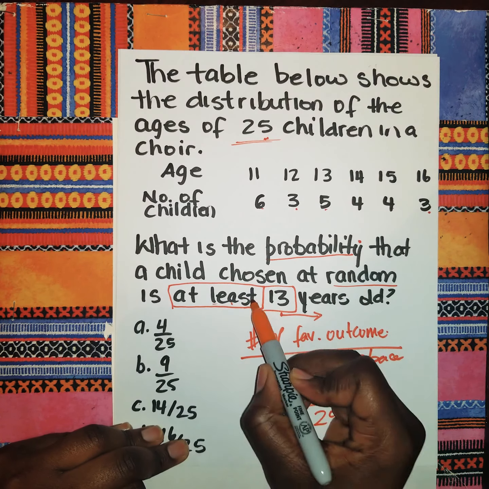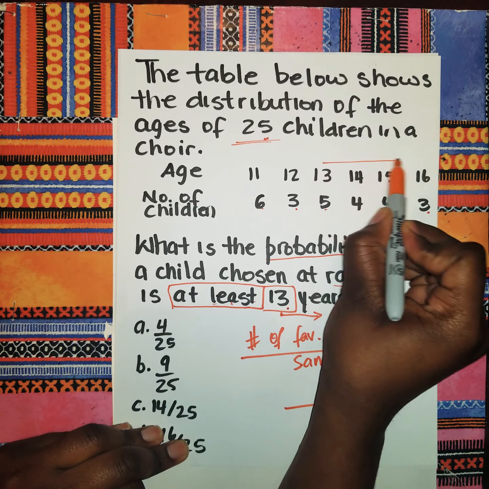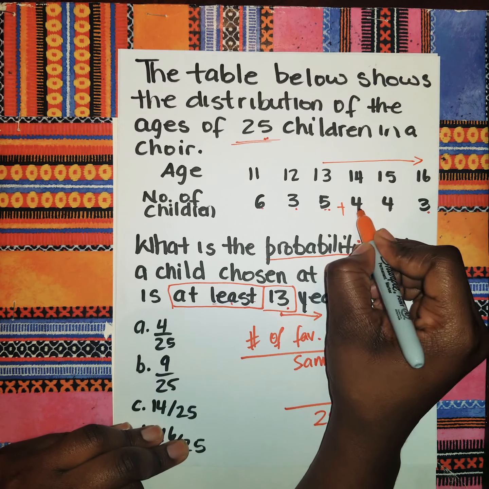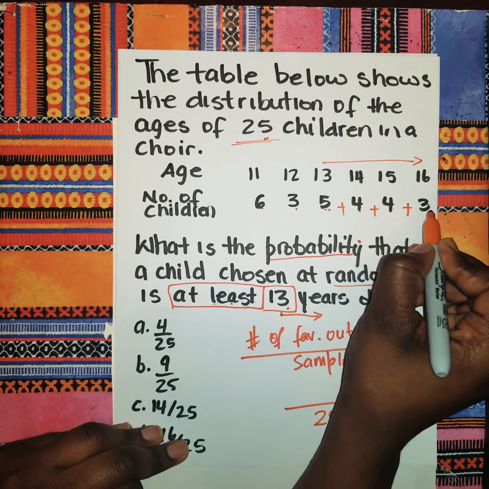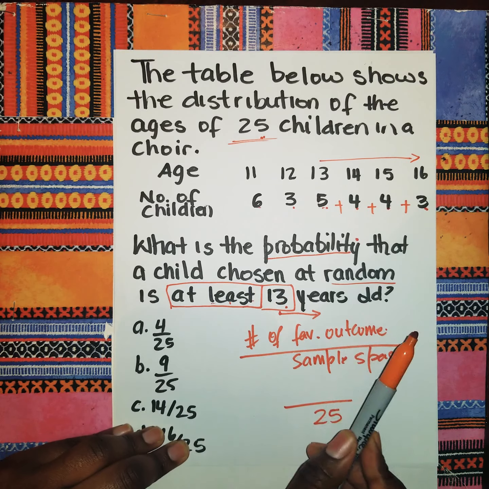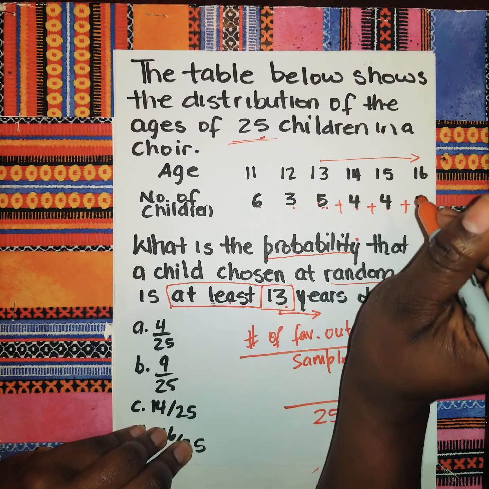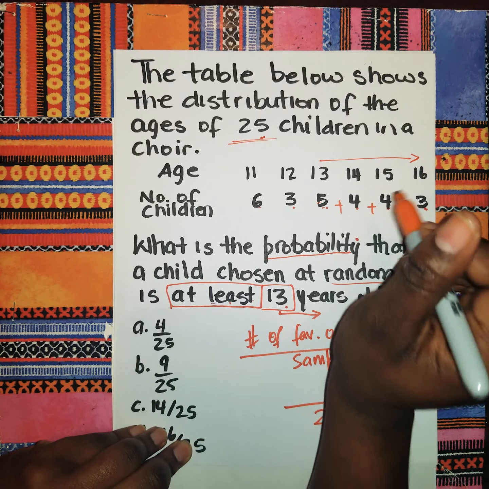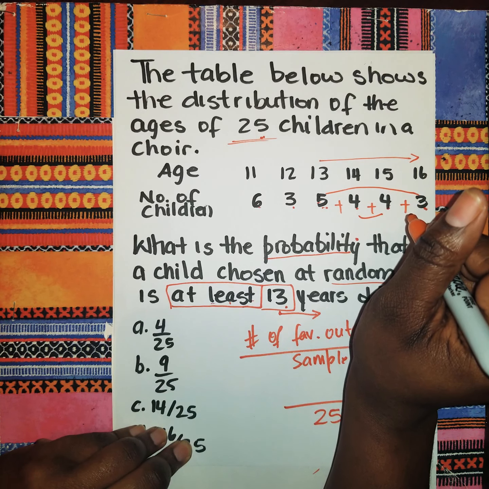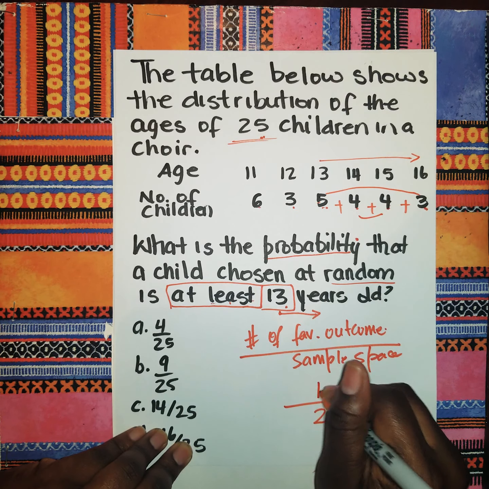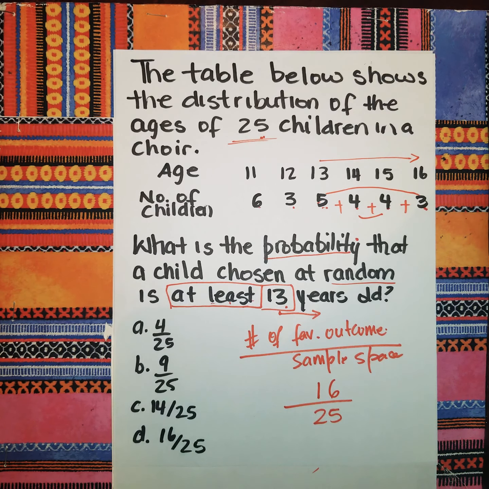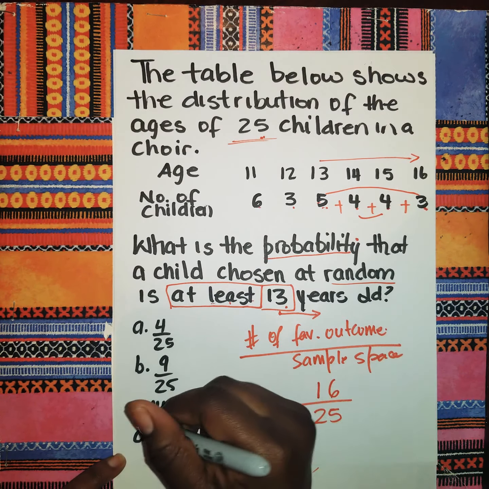So it says at least 13. So we need 13 and above. Okay, so 5 plus 4 plus 4 plus 3 should give you the children who are 13 years and older. So 5 plus 4, I can do the difference. So 4 plus 4 is 8, 5 plus 3 is 8, 8 plus 8 is 16. All right, so 16 out of 25 students are at least 13 years old, and the answer is D.